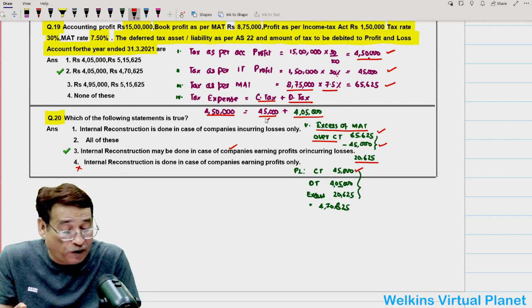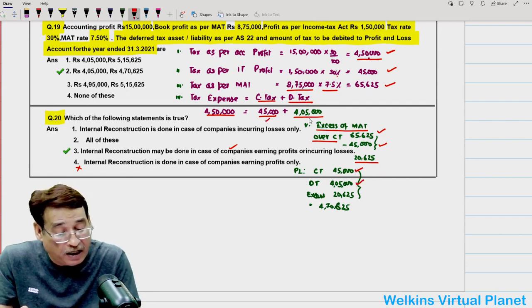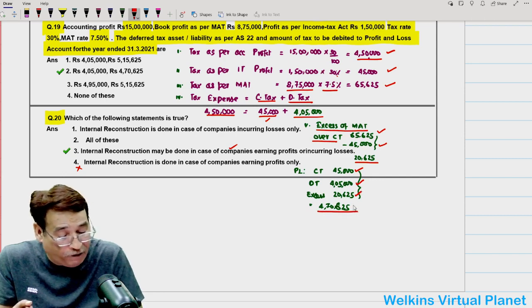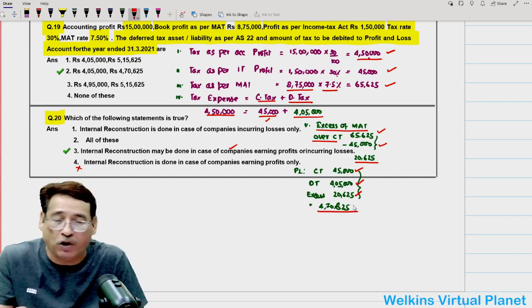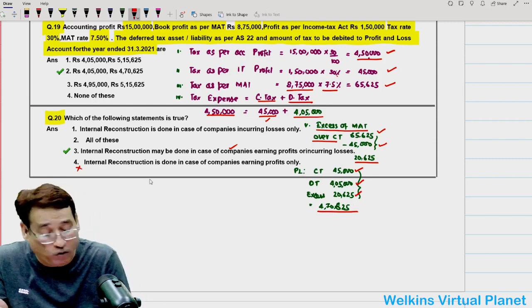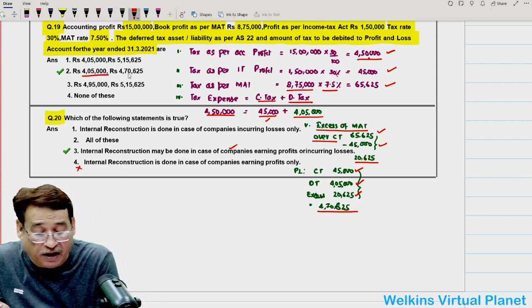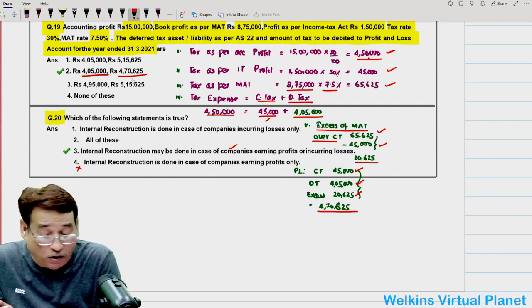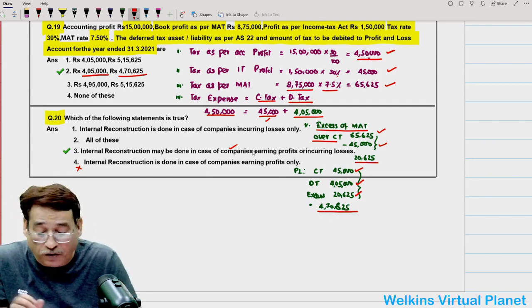So, how much you are going to debit to profit and loss account? Your current tax 45,000, your deferred tax 4,05,000, and this excess. So, 4,70,625 you are going to debit to your profit and loss account. This is how you will have to solve this question. Yes, this answer is correct. Deferred tax is this much. And even your amount debited to profit and loss account, 4,70,625, is also correct.